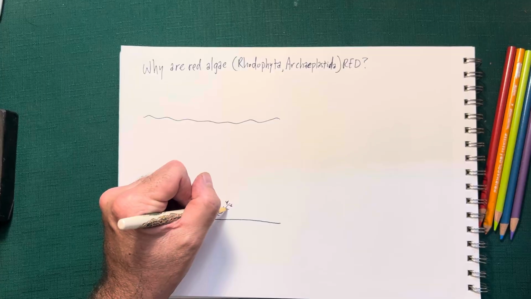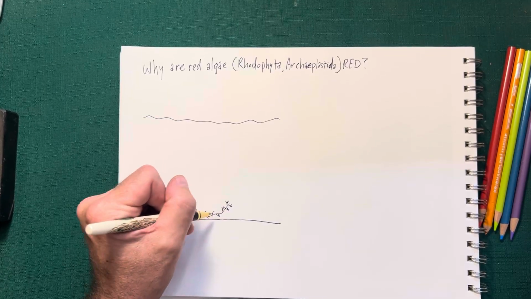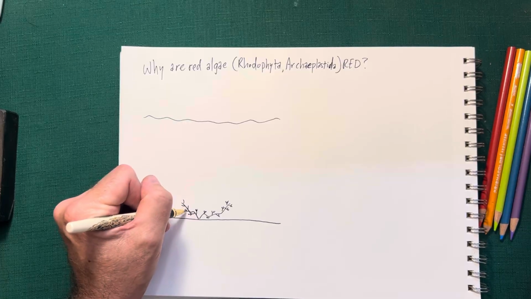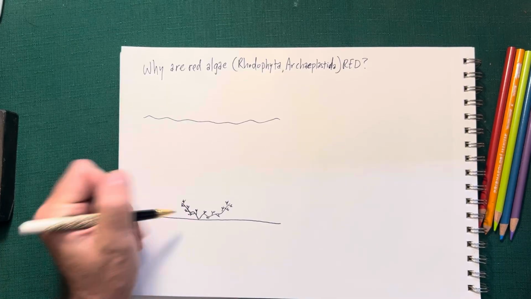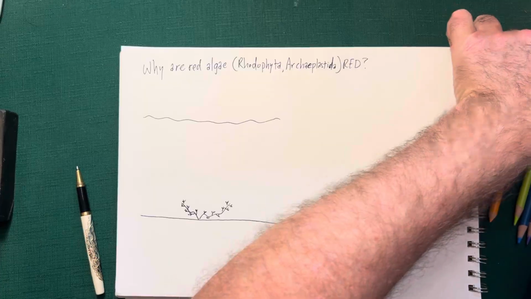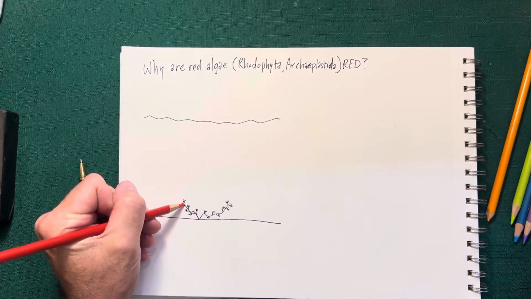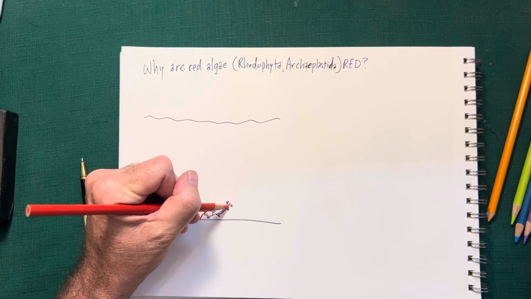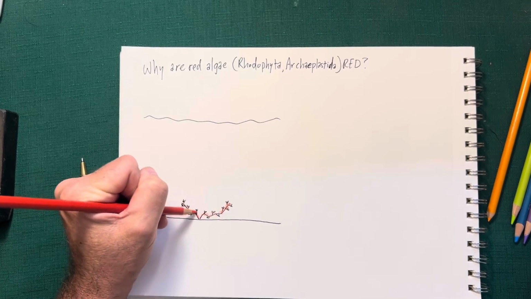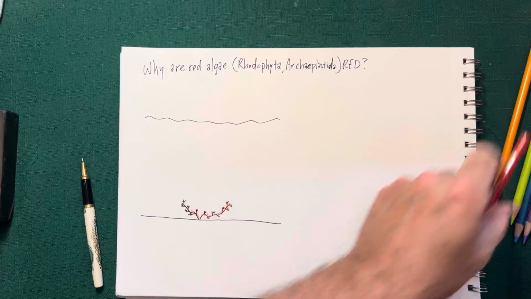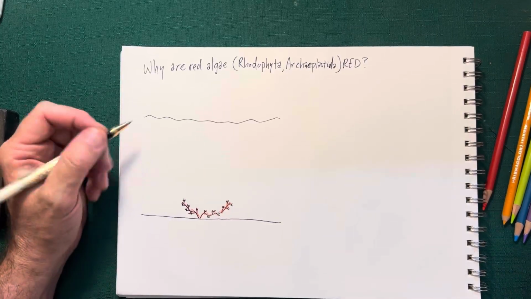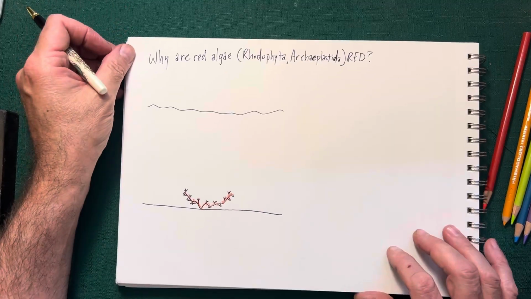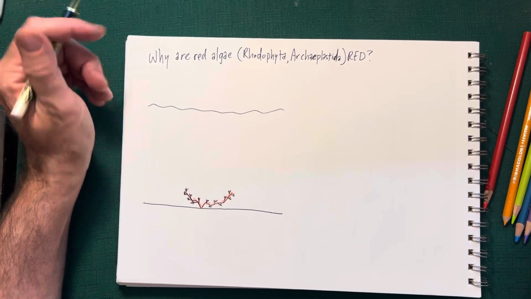Just branch it and branch it and branch it a third time, and color just a little bit. So there's our red alga down there. Red algae are known for being some of the deeper algae that grow, and the question is why, and it has to do with physics.